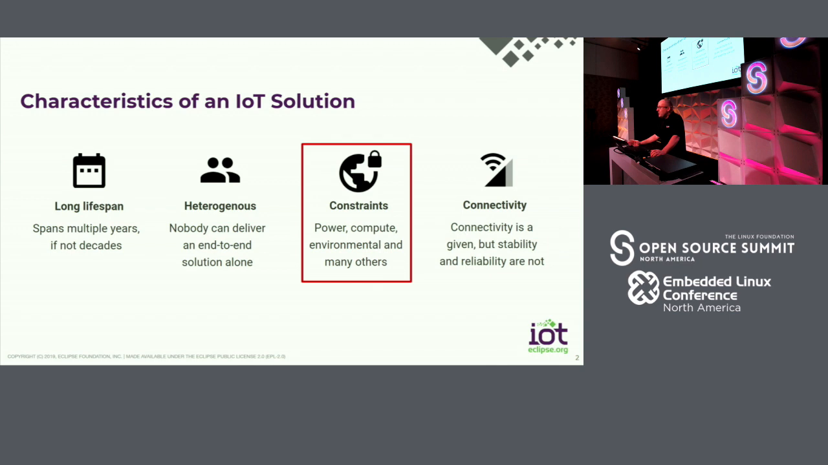Then obviously, an IoT solution is heterogeneous in the sense that nobody in the market will give you all the software and hardware pieces that you need in a single place. Nobody can do that. So you have to work with multiple vendors. And obviously, there's the connectivity aspect in the sense that, well, you always have a network, but it won't be reliable, it won't be stable, and you have to design around that. But the main concern when you think about IoT or embedded is really the fact that you have to work with so many constraints: power consumption, the environment, temperature, humidity, you name it. You have to deal with that. And this has a tremendous effect on the type of software and libraries that you will work with. You need everything to be optimized to fit the constraints that you have.